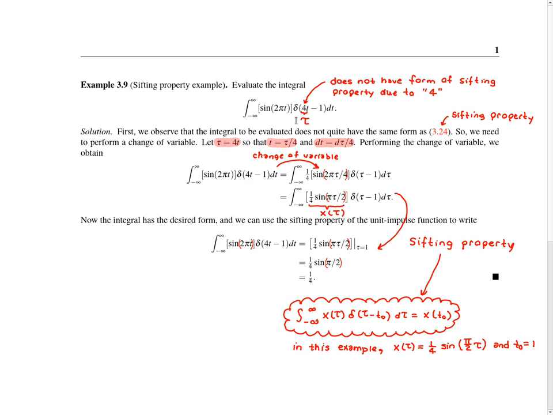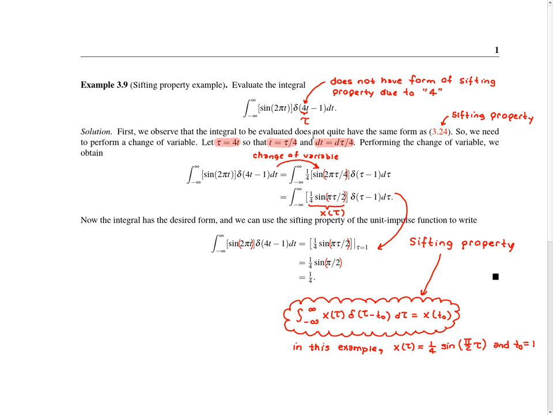Now, we can't quite use the sifting property for the integral as it's stated here. The reason why is, if you recall, the sifting property, which is shown down below here, involves a delta function that's only been shifted. So we have here tau minus t naught. So this delta function's only been shifted. There's no time scaling operation being applied to the delta function.